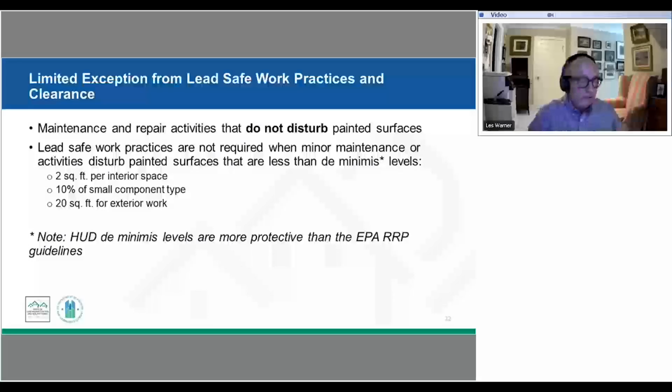The EPA rules on the other 2 categories are the same, but we do have a difference on the interior space. So you'll hear us say as we go along that it's important to make sure that contractors you are working with understand that your particular project is falling under the HUD lead-safe requirements, and so we have a more stringent de minimis rule that's going to apply on that.